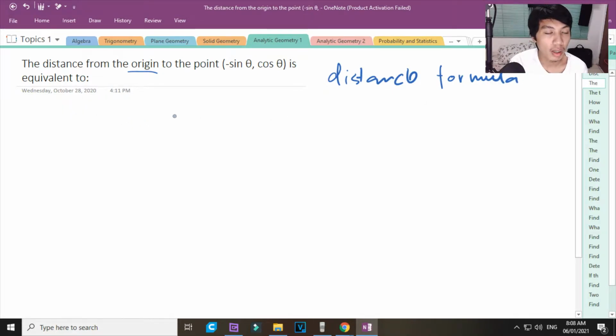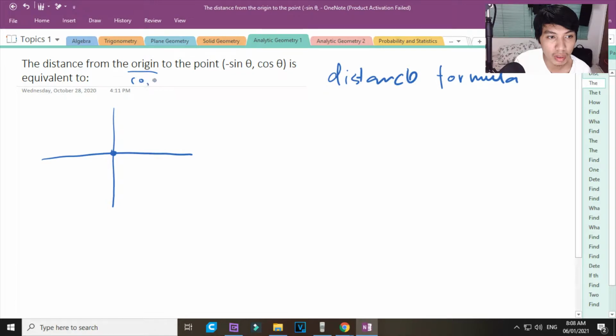Okay. Drawing muna natin siya. Mas convenient yan na i-drawing natin siya. So, from the origin, pag sinabing origin, that is the 0, 0 point. Tandaan nyo, this is 0, 0. Okay? And then, to a point negative sine theta and cosine theta. Hindi natin alam kung saan siya. Nasaan ba nagiging negative ang sine and cosine theta? Tinuro ko sa inyo sa trigo yan. But we will not elaborate it anymore.